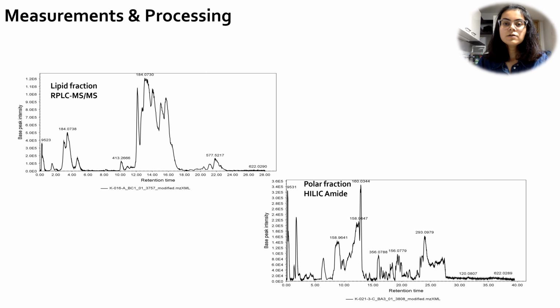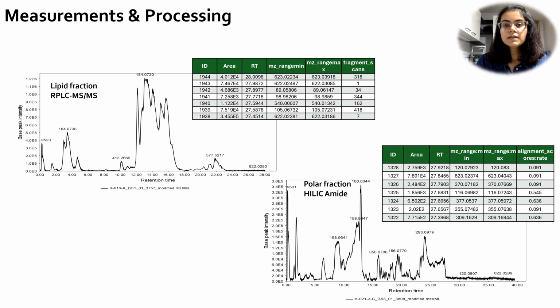So now moving on to the measurements and processing part. These two images just show the base peak chromatogram of lipids on a C8 column and polar metabolites on a HILIC amide column. Now this raw data is subsequently exported to MZmine, where after performing different processing steps like mass detection, chromatogram builder, and many other steps, we get a feature table out of this raw data.